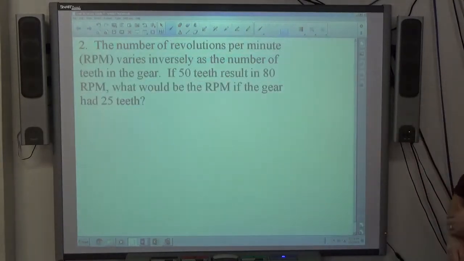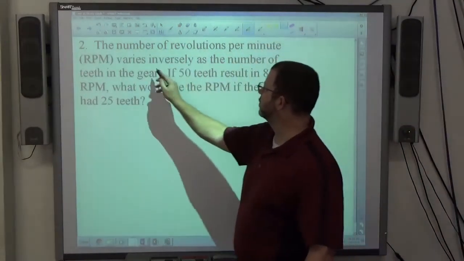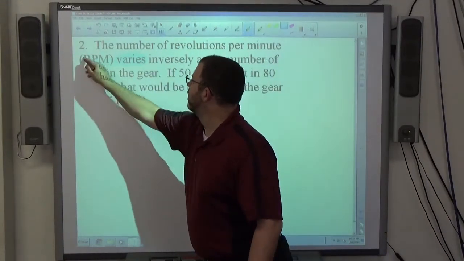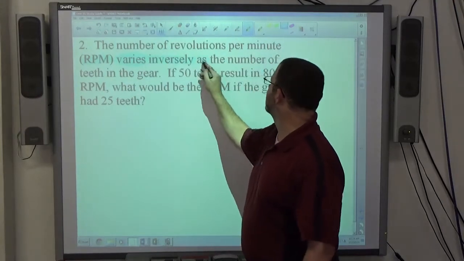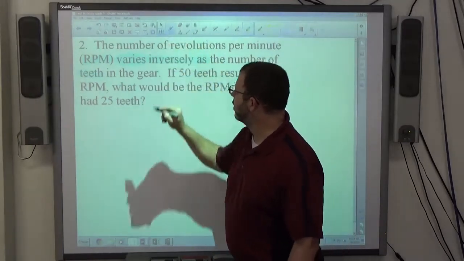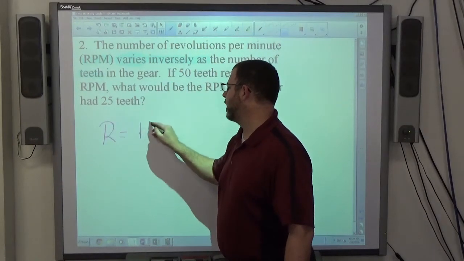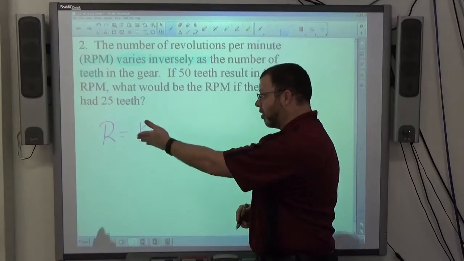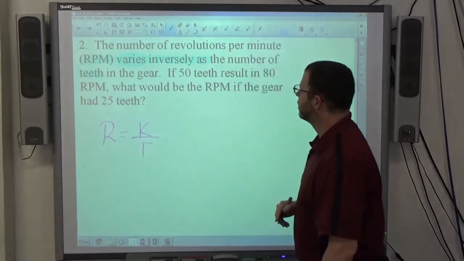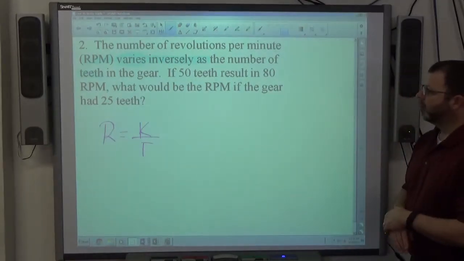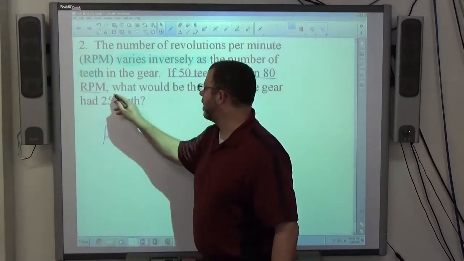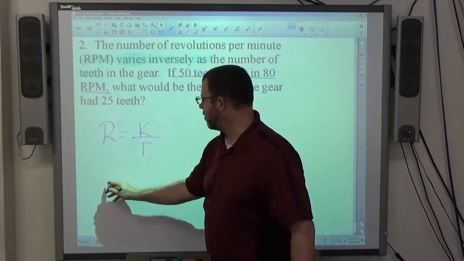Number 2, also a varies problem. You see the word varies, so it's that kind of a problem. Number of RPM varies inversely as the number of teeth. RPM varies inversely as teeth. So RPM varies, R equals K. Inversely means divided by, and then the next thing, which is teeth. And then we go on to look at the information given here. It says 50 teeth resulted in 80 RPM. So they're telling us 50 teeth, 80 RPM.